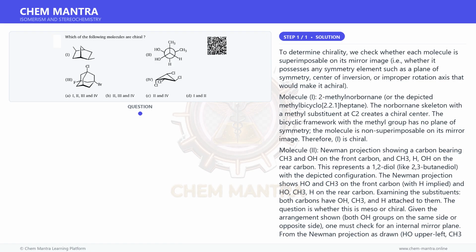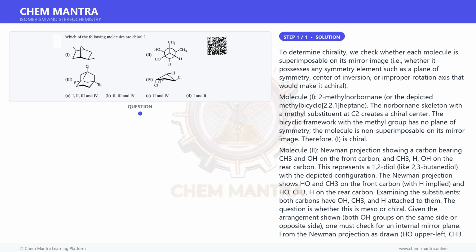Molecule 1, 2-methylnorbornane, or the depicted methyl bicyclo[2.2.1]heptane. The norbornane skeleton with a methyl substituent at C2 creates a chiral center. The bicyclic framework with the methyl group has no plane of symmetry. The molecule is non-superimposable on its mirror image. Therefore, 1 is chiral.